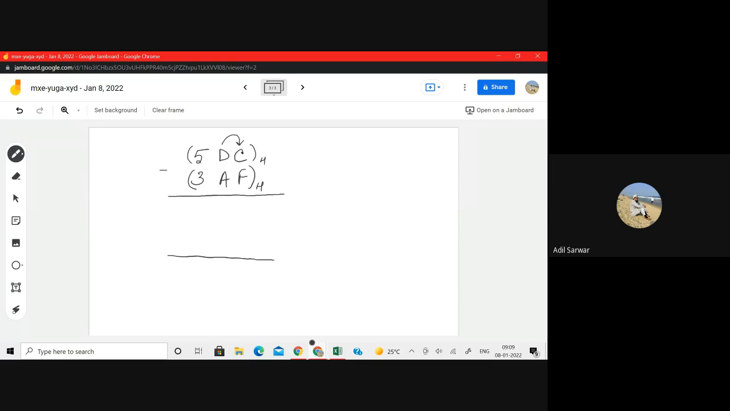So C is 12, and I am taking 16 from here, and then I have to subtract 15 from it, isn't it? F is 15. So if I do it, what I get? I get 13. These are all in decimal. So 13 is basically D. So what I have to write here? It will be D, isn't it?